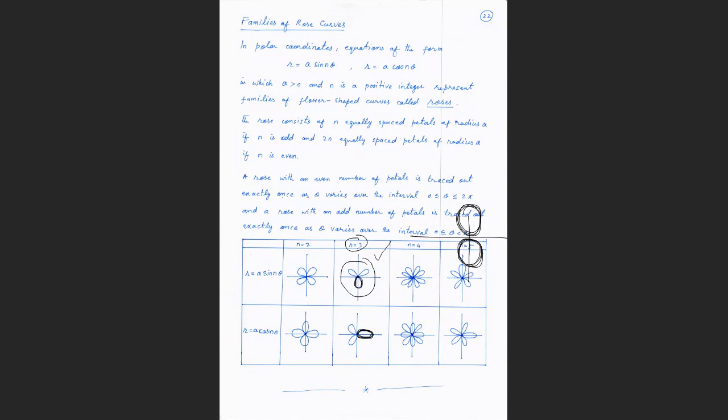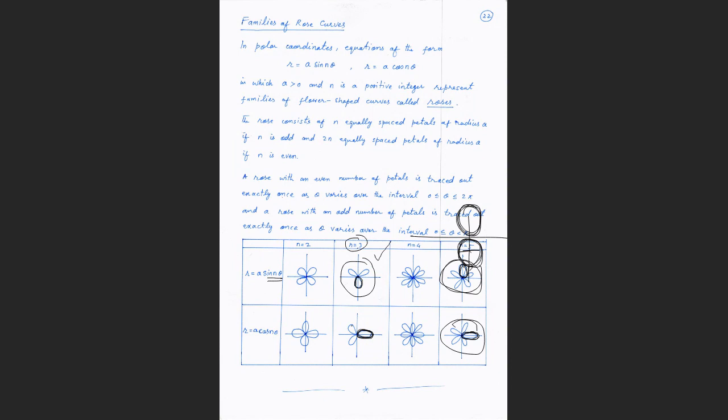For odd numbers, if n is 3, the petals will be 3: 1, 2, and 3. If it is 5, the petals will be 5. So how can you find it? Only one petal should cut the x-axis or the y-axis. If it cuts the x-axis, it means it is a cosine function. If it cuts the y-axis, it means it is a sine function. So this is the difference of petals, which represents the sine and cosine.